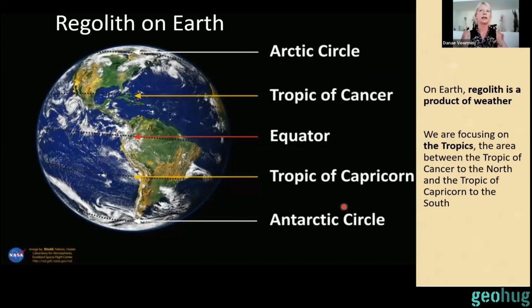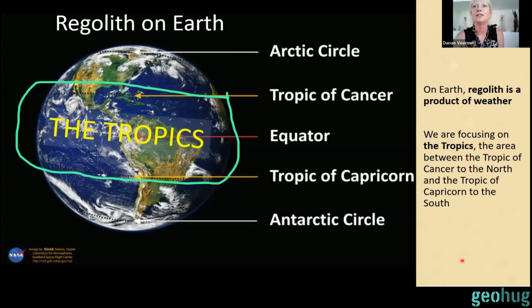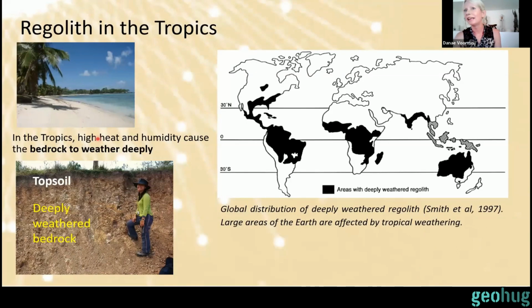Let's look now at regolith on Earth, pulling you back down to Earth. On Earth, regolith is a product of weather. We don't get the meteorite impacts, hopefully. In this talk, we're going to focus on the tropics. The tropics is the area centered on the equator and bound to the north by the Tropic of Cancer and to the south by the Tropic of Capricorn, hence the name. In the tropics, there's lots of high heat and humidity, and that causes the bedrock to weather very deeply. In fact, the global distribution of deeply weathered regolith shows that 1/3 of the world's landmass is covered in laterite, deep tropical weathering.